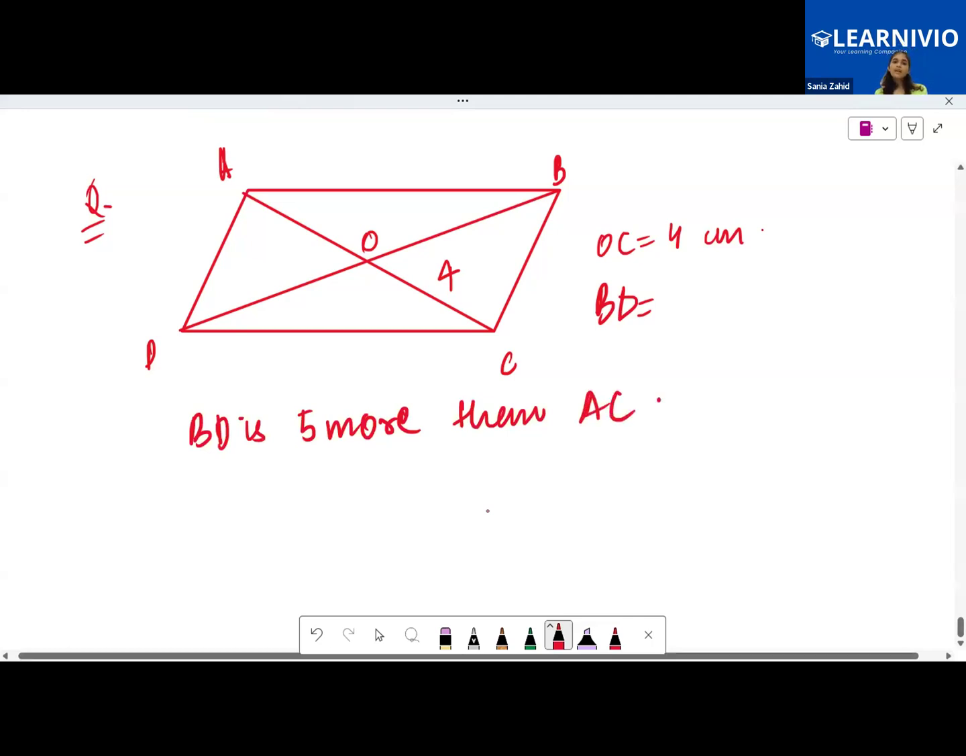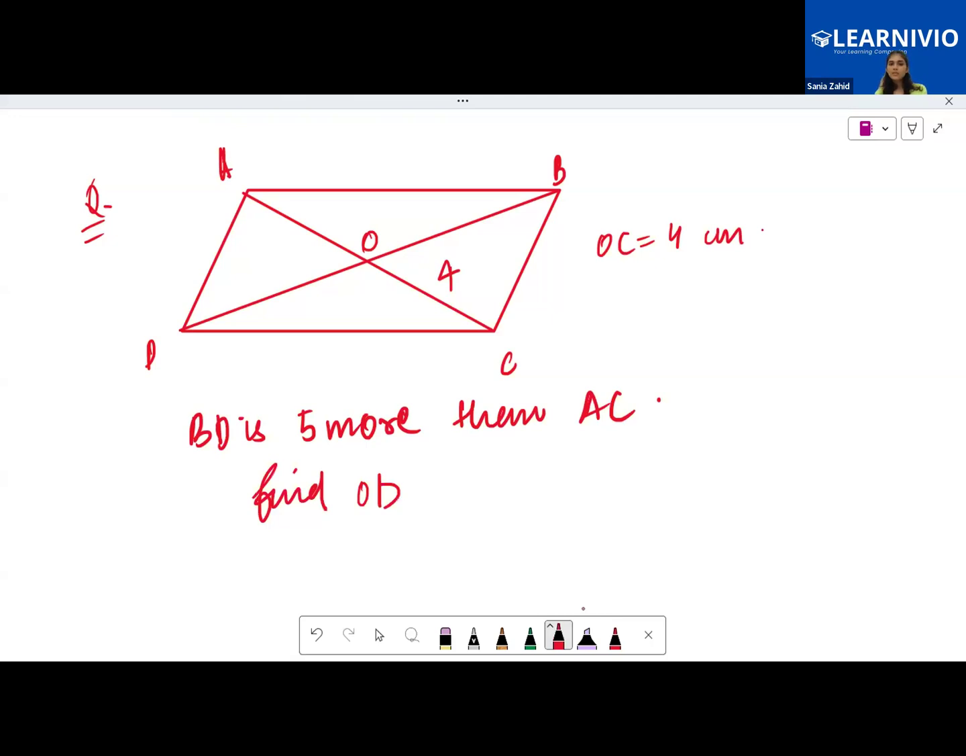Now you have to find OD. Let me read the question once again. The question says there's a parallelogram ABCD, right? Now OC is equal to 4 centimeter and the line BD is 5 more than AC. That means you will have to add 5 to AC to get BD. Then you have to find OD. What will OD be?